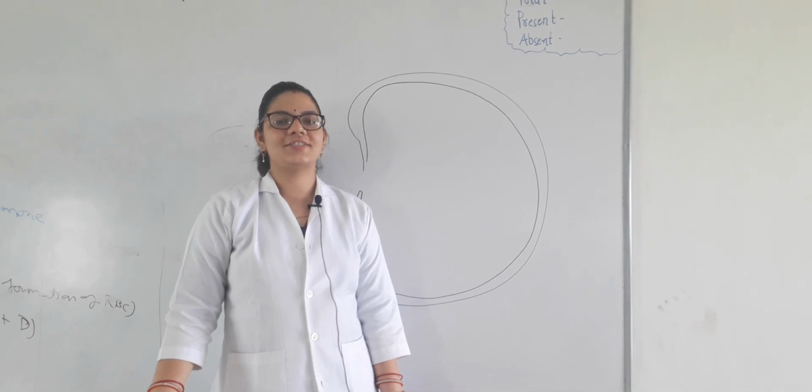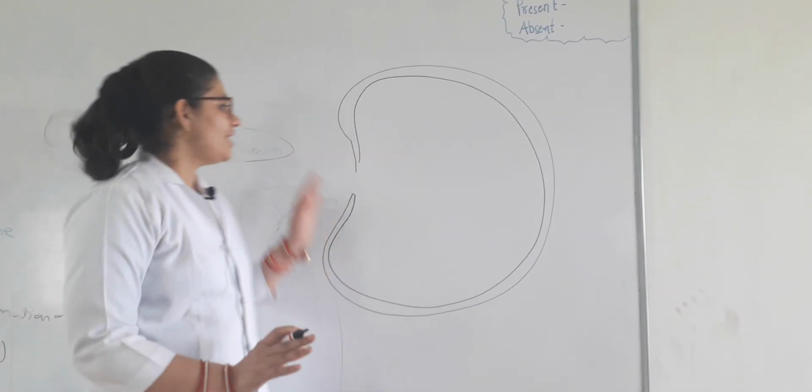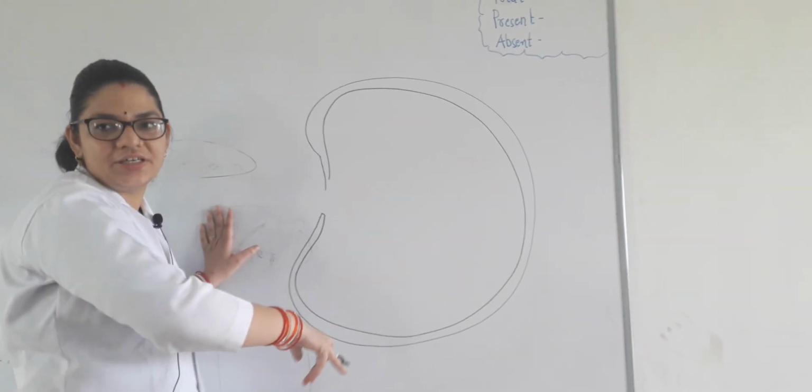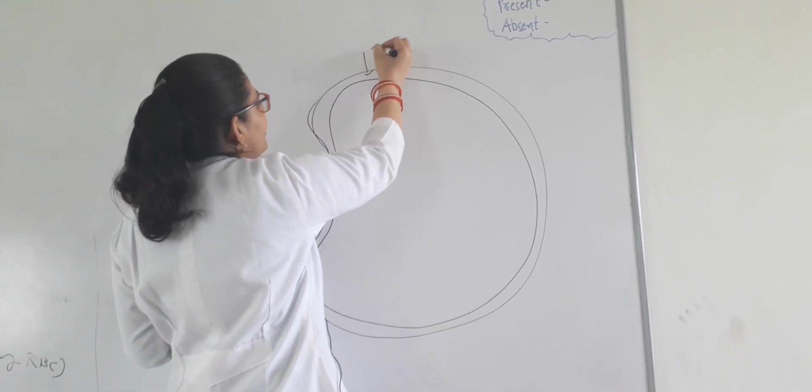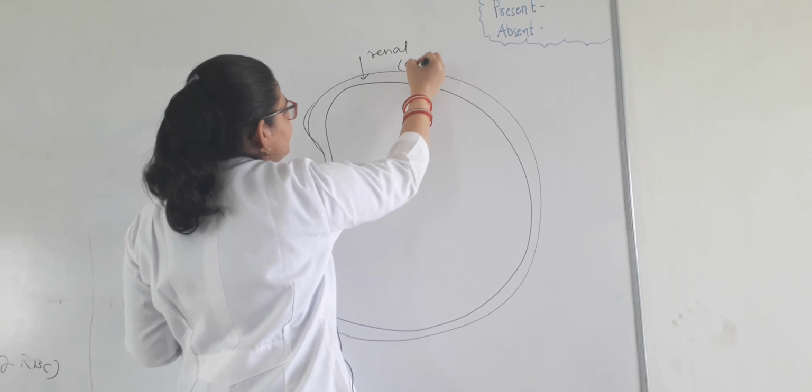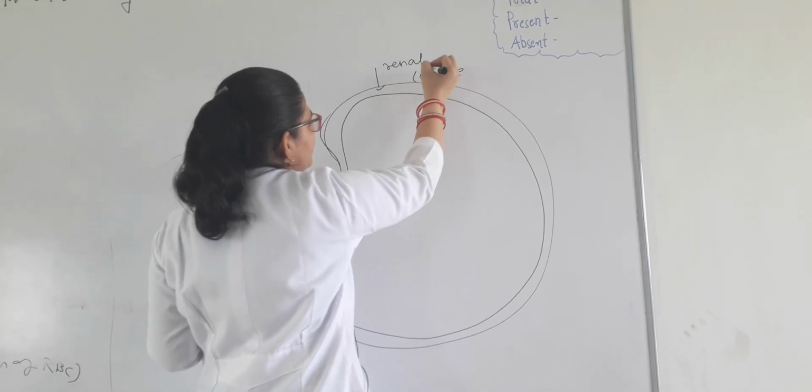Okay, so now let us see the structures of the kidney. As you can see, this is the bean shape of the kidney. The outer layer is hard, which is known as the renal capsule. So it is the outermost layer.